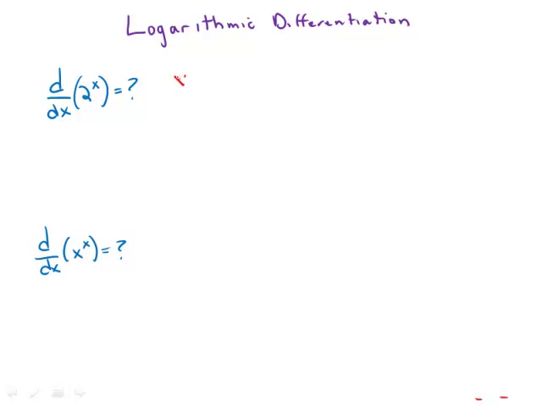So we say y equals 2 to the x. Step 1 in logarithmic differentiation is we take the logarithm of both sides. So of course we get log y equals x log 2. And of course log 2 is just a constant. Now we'll take a derivative now that we've taken the logarithm. So y prime over y equals log 2.